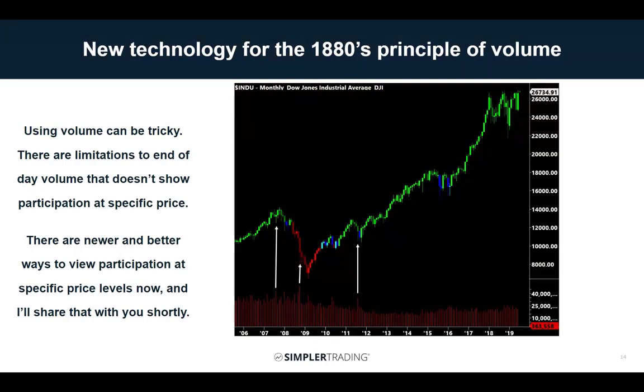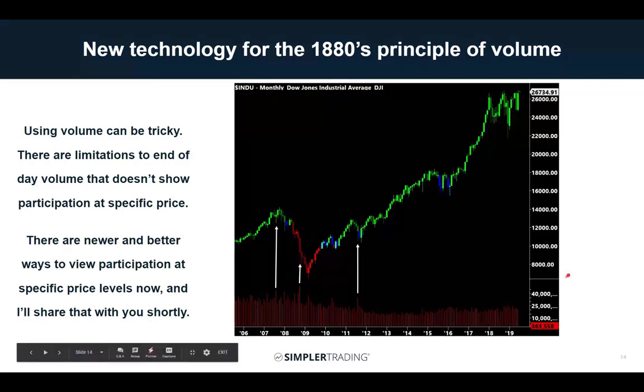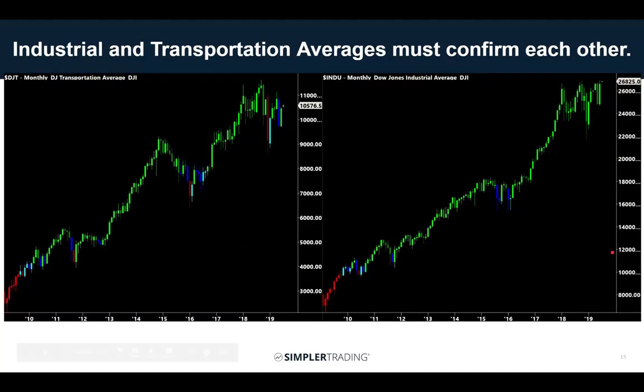So I mentioned that volume is tricky. It's a little antiquated in the way that we've done it. There's a better way to do it, basically, when we talk about Dow and volume, but we'll get to that in just a moment. All right. So we talked about the Dow Industrial and the Transportations must confirm each other, and volume must confirm trend. Yes? Everyone doing all right so far?